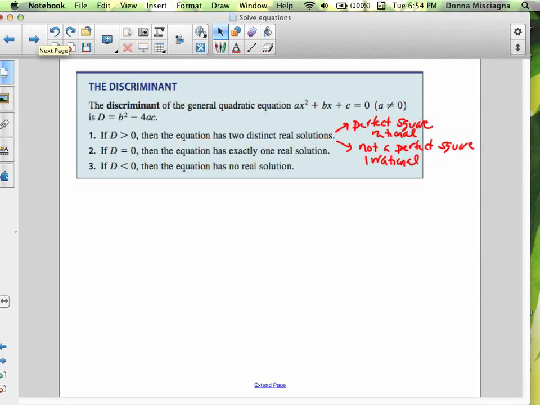If your discriminant is 0, then the equation has exactly one real solution, and that one real solution is rational. And again, you could have factored. If D is less than 0, if the discriminant is less than 0, then the equation has no real solutions, and instead it has complex solutions.